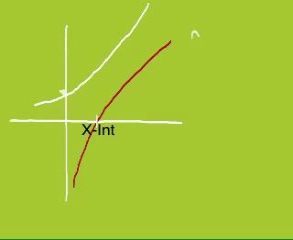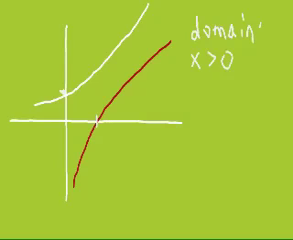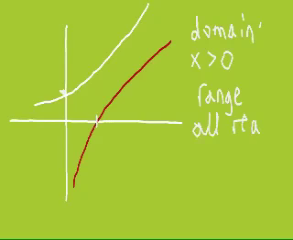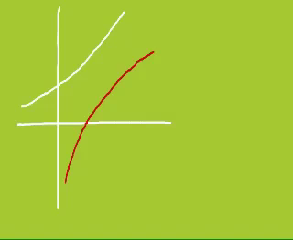So the domain of a log function is the reverse of the domain on the exponential function. So the domain of a log function is x is greater than 0. And the range on a log function is y is all reals. So that is the opposite of what we had with the exponential function. Now log functions undo exponential functions. So let's look at how that happens.